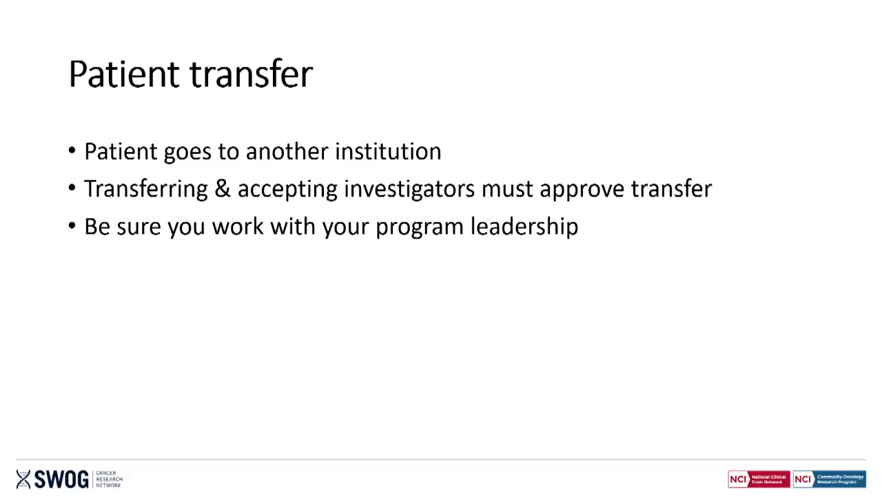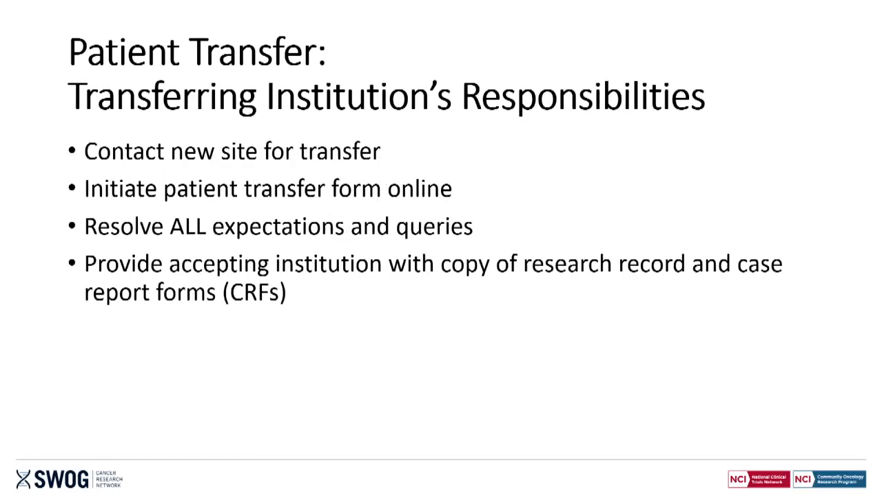Let's start with a simpler one, which isn't that simple at all. Patient transfer. So the patient goes from one institution to another. It's important to know that you as a CRA or oncology coordinator can often in Rave click some buttons and things can happen. But this shouldn't happen without lots of people being aware of it. And make sure you work with your program leadership. There are things that have to be in place throughout your system. You need to contact the new site for the transfer, make sure they even have the study open and that they're active and in good standing with their IRB.